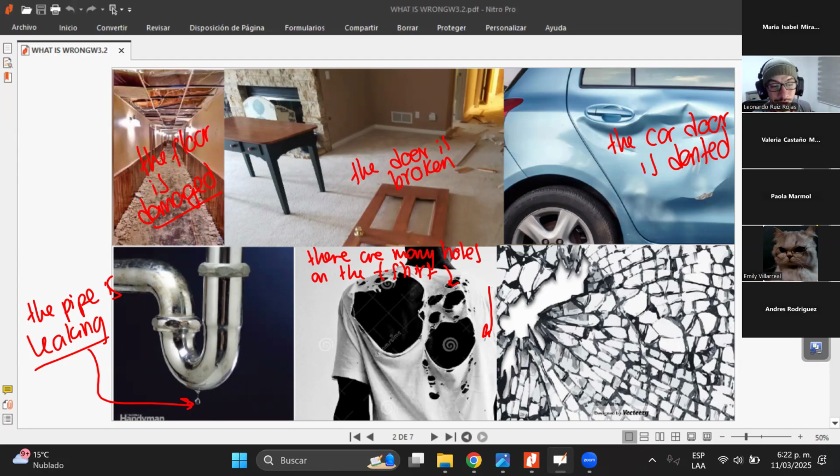Take into account that all of you, except for Emily, all of you use the verb to be, no? Because it's the most common way. I understand that it is the most common way. But remember that we have other possibilities, right? So, for example, the car door has a big dent. And the floor has many scratches, could be.